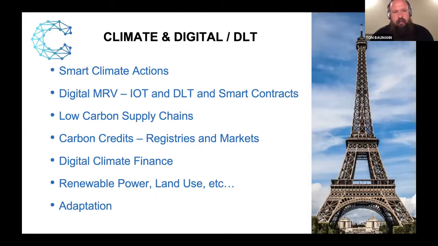And then, of course, I think many people associate blockchain, pardon me, and the digital currencies as means with which we could modernize the carbon credit registration, tokenization, and markets. But there's so much more. There's the digital climate finance, and the next presentation will go into more detail about that.